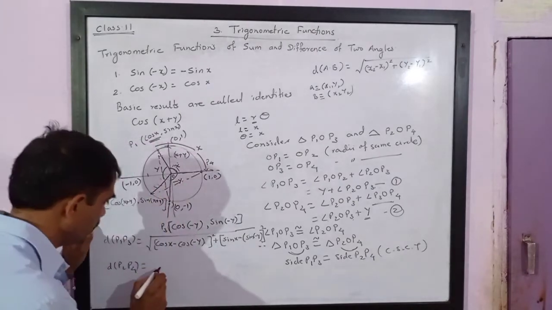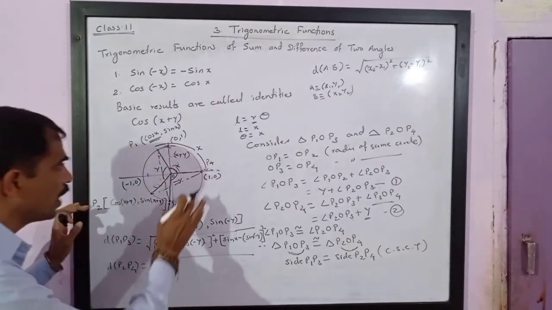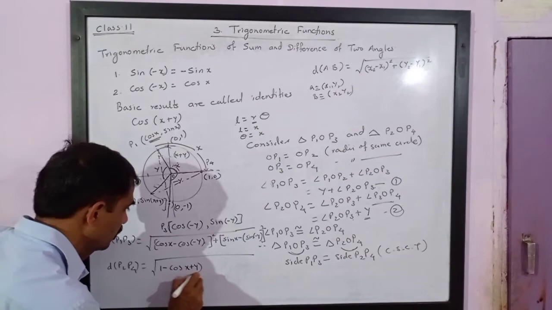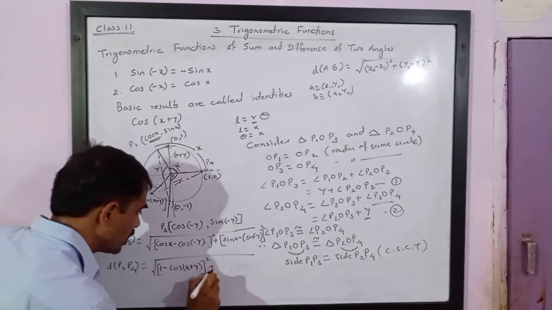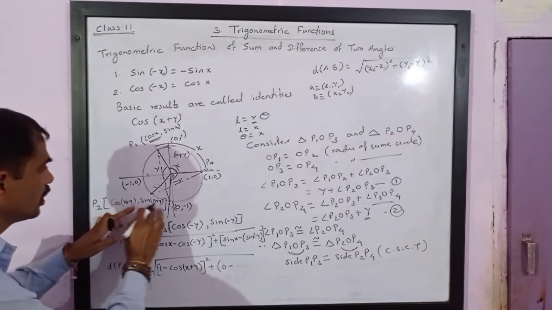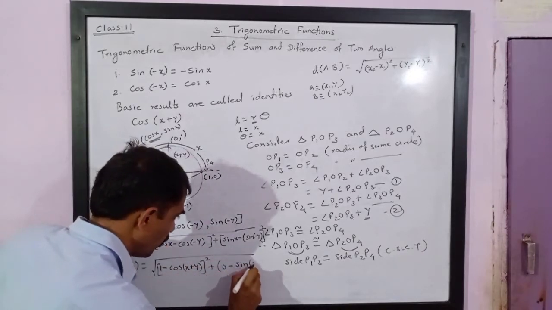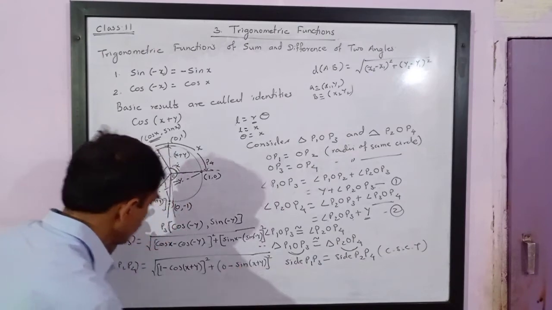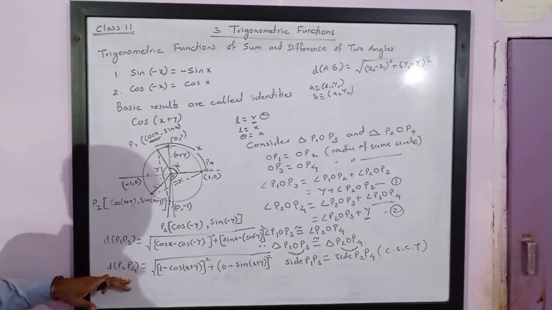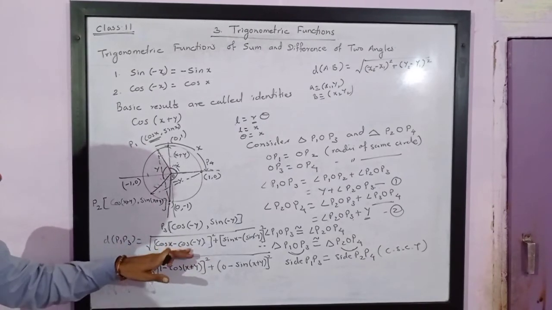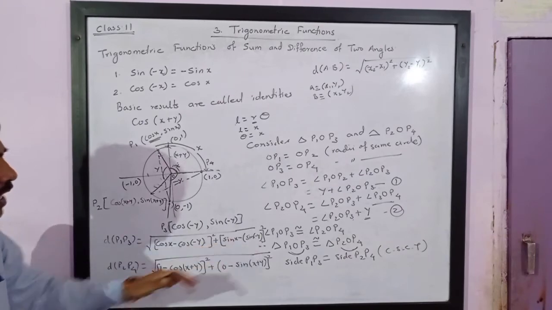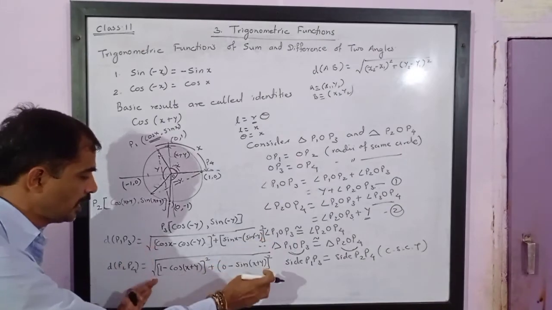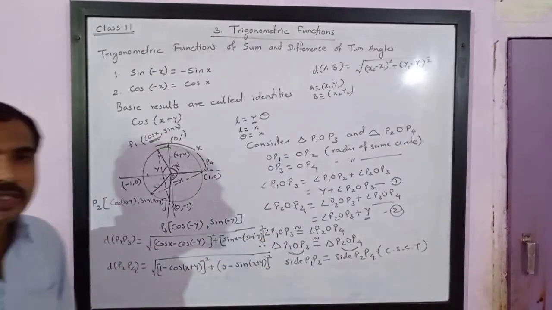So P2 P4 is under root x2 minus x1, 1 minus cos of x plus y bracket square plus 0 minus sine of x plus y bracket square. Now we already know that distance between this and this is equal, so this root is equal to this root. Now if you square both the sides, the root will cancel each other and you will get the terms inside the root is equal to the terms inside the root.